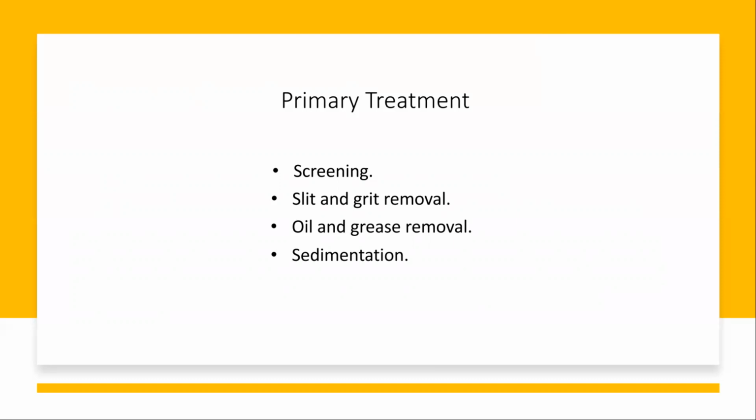Then the next step is oil and grease removal. This oil and grease can be removed by using skimming tanks. The sewage water is kept in the skimming tank, and then compressed air is blown through it. Oil and grease are lifted to the surface in the form of foam or bubbles, and then the foam can be skimmed off.